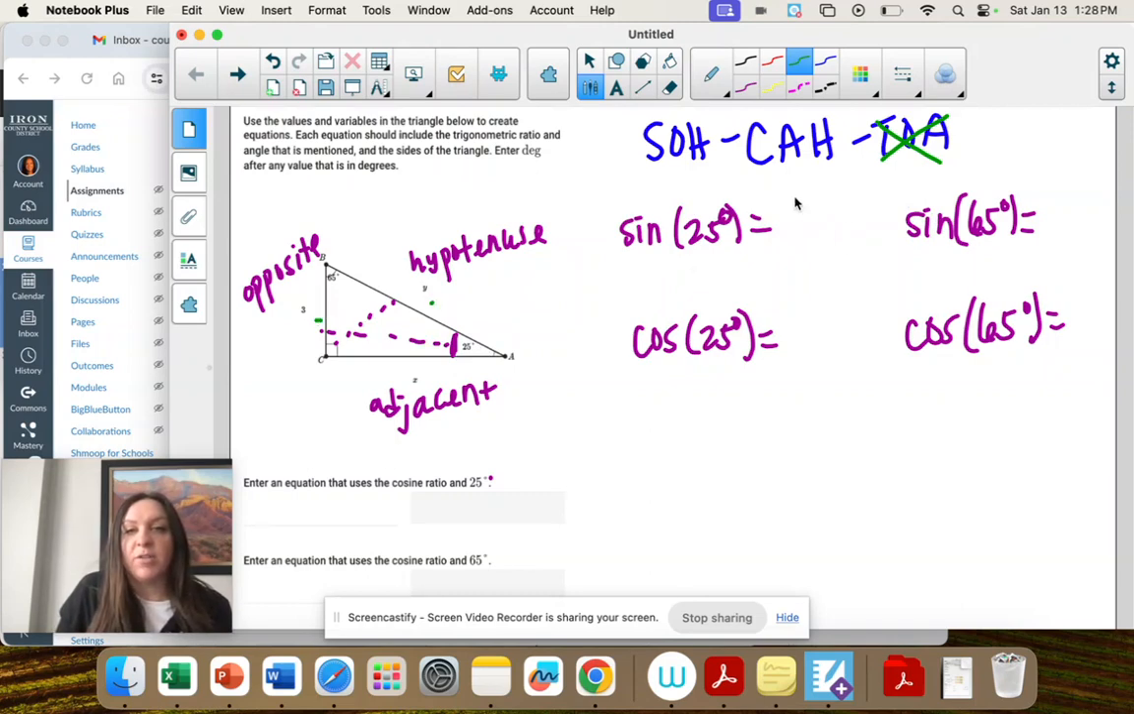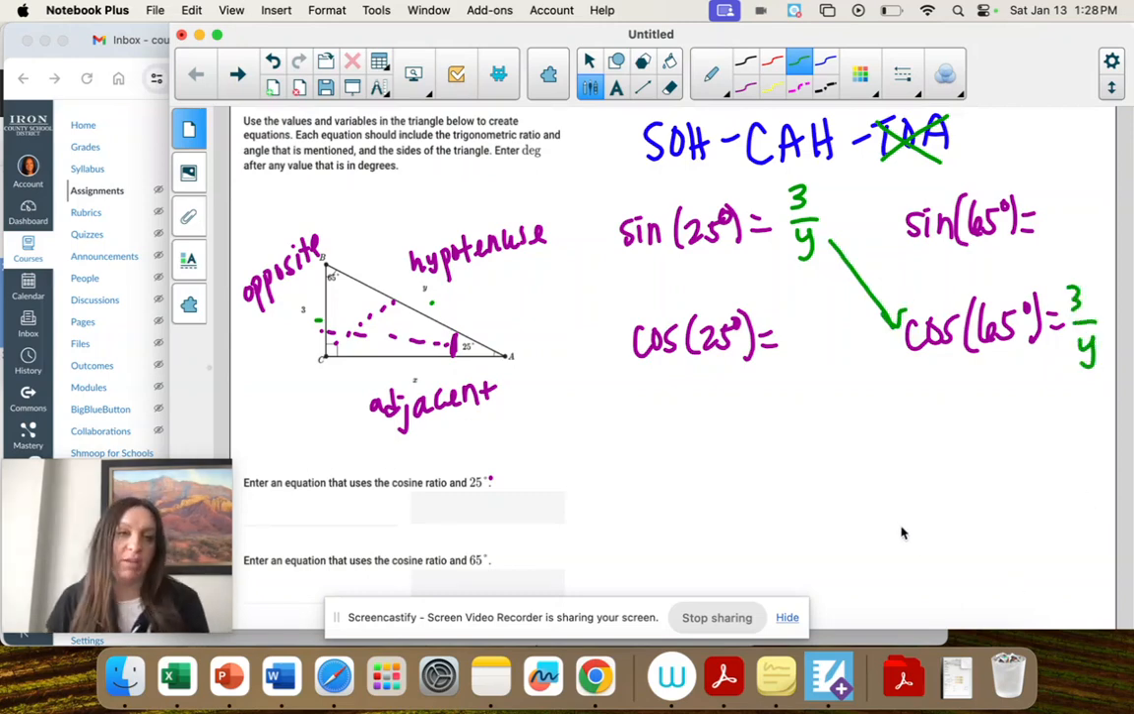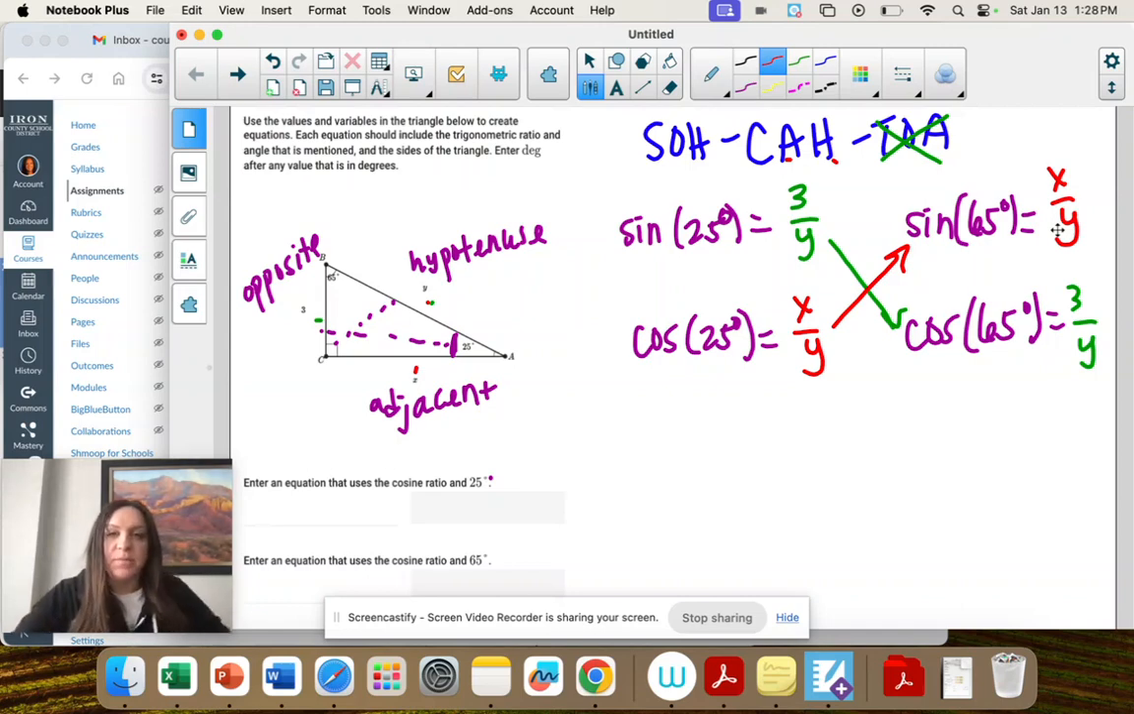Opposite over hypotenuse is 3 over y. And then that's the same value as cosine of the other reference angle. And then cosine is adjacent over hypotenuse, so that's x over y. And remember, that's the same as sine of the second reference angle.